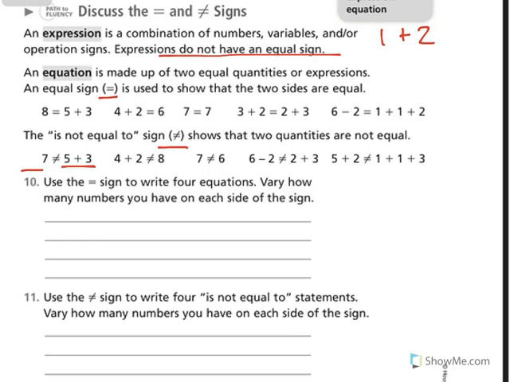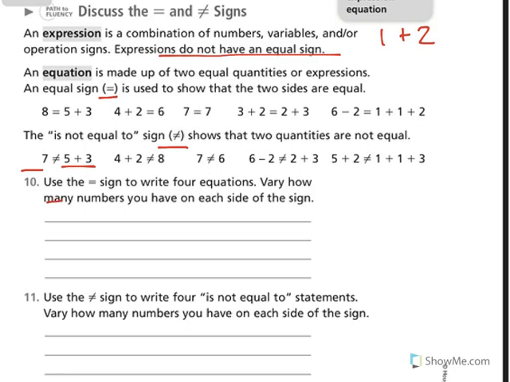So I want you to go ahead and think of a few things that are equal, and then write them on the lines or on your paper. You can peek up at mine and see if you have something similar. Now, because we're coming up with these on our own, they might be different, but just think about if it makes sense. And it says to have different numbers on each side of the equal sign.